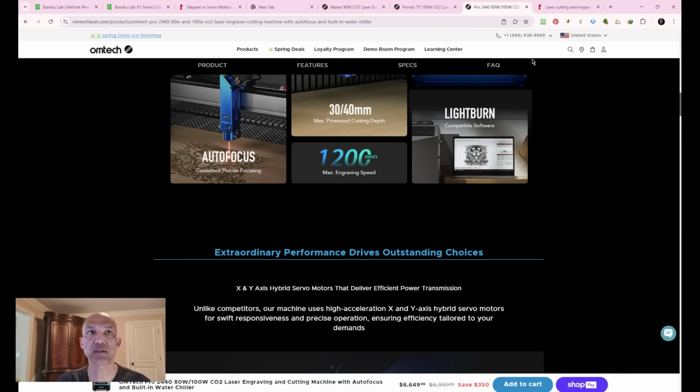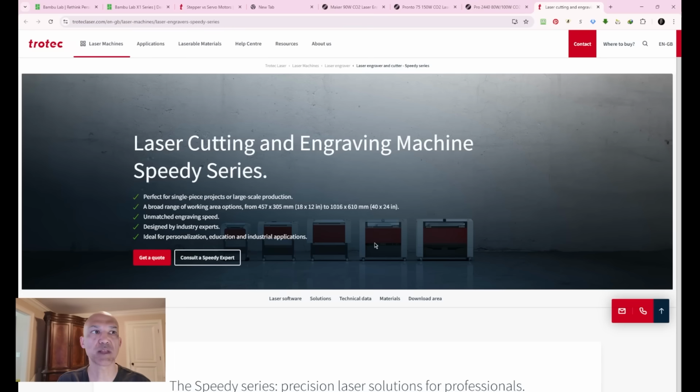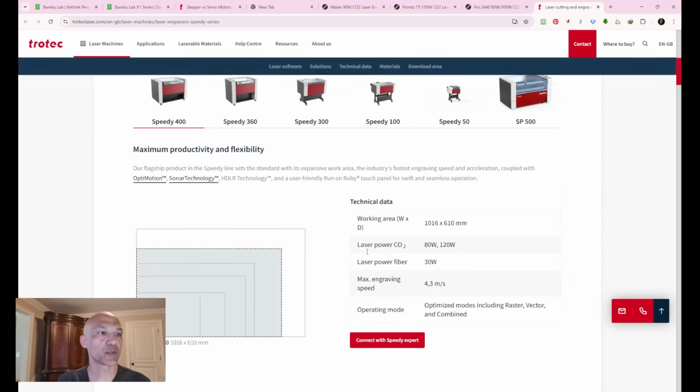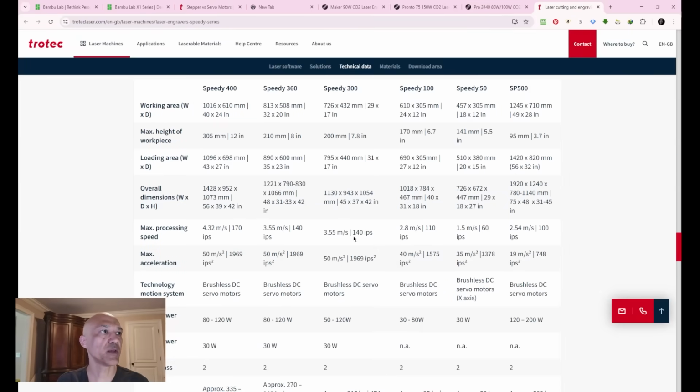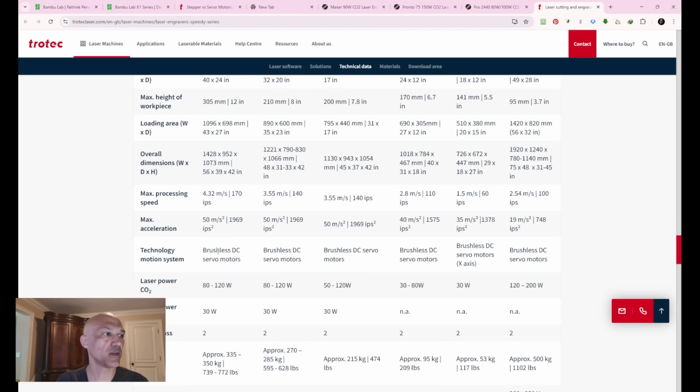Now, when we look at the Trotec laser series, and like I mentioned, the ones that they have that use servo motors, the speeds are way different. And coming right here, when we look at the max processing speed, they rate in meters per second, not millimeters per second, but meters per second. Their slowest machine is 1.5 meters per second, or 1500 millimeters per second. And they go all the way up to 4.32, or over 4,000 millimeters per second. These are very fast machines.